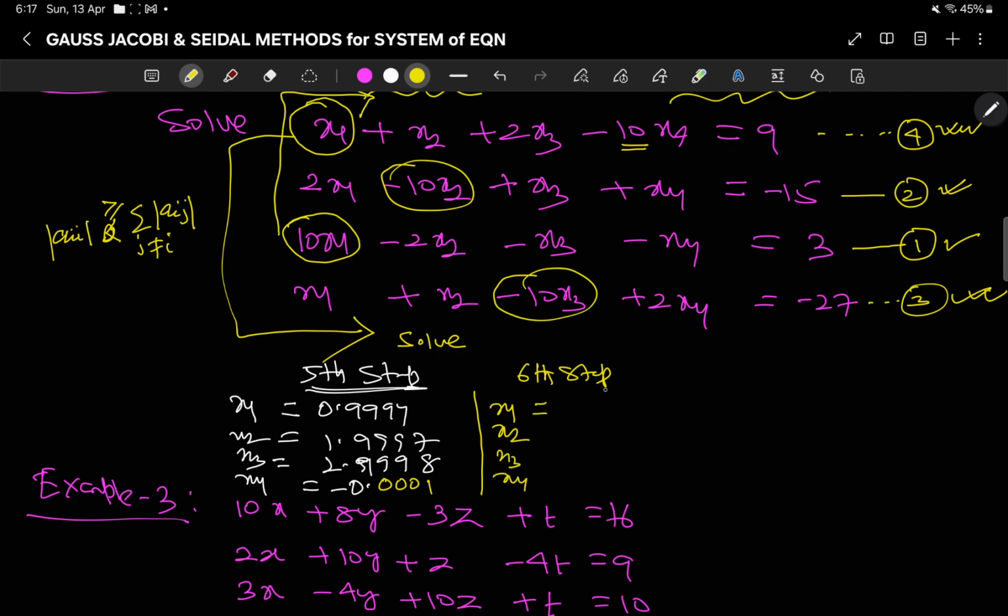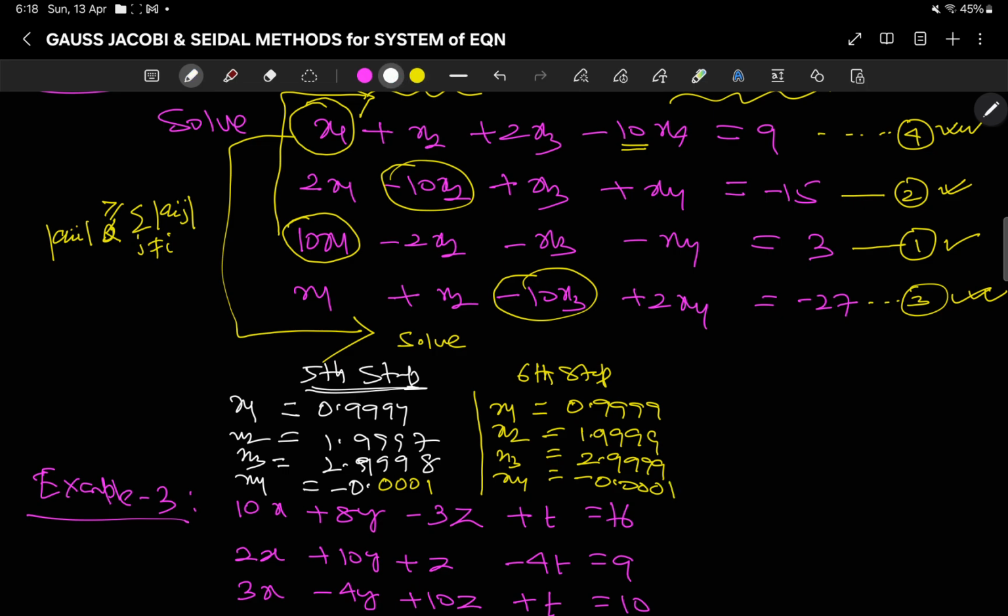But in the sixth step I am getting x1, x2, x3, x4: x1 will be 0.9999, x2 will be 1.9999, x3 will be 2.9999, and x4 will be minus 0.0001.